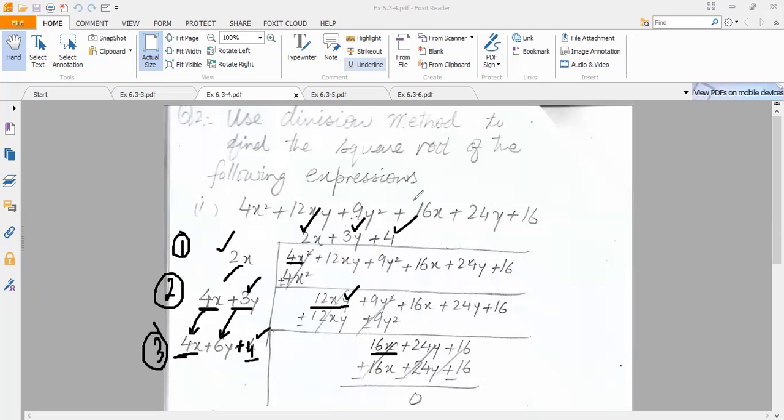Now this full 4 will be multiplied with the full divisor expression. 4 fours are 16x, 4 sixes are 24y, and 4 fours are 16. I will write them and then change the signs, because in division we apply subtraction, and in subtraction of polynomials we change the signs. These are the steps you have to keep in your mind. I hope you will understand this.